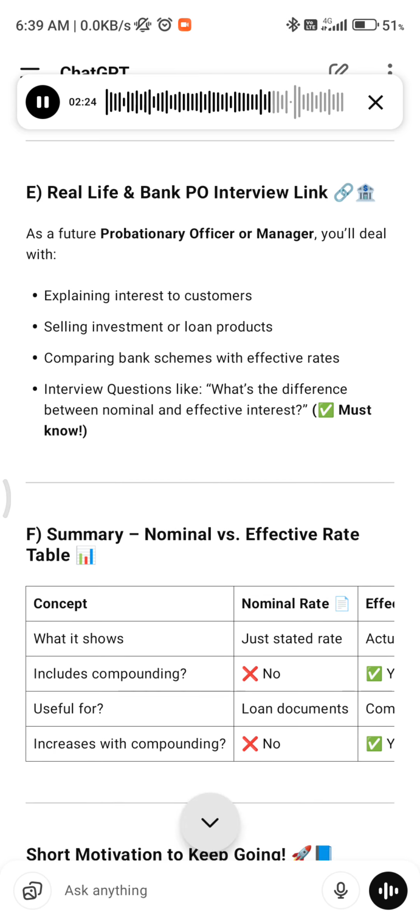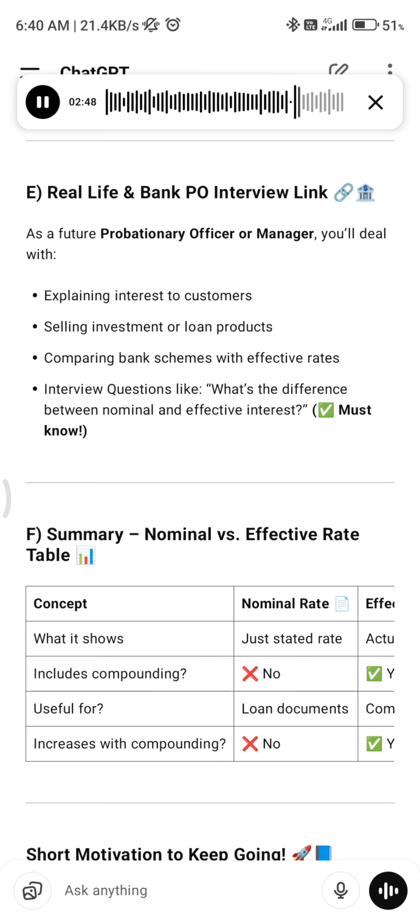As a future probationary officer or manager, you'll deal with explaining interest to customers, selling investment or loan products, comparing bank schemes with effective rates. Interview questions like, what's the difference between nominal and effective interest? Must know. F. Summary, nominal versus effective rate table.